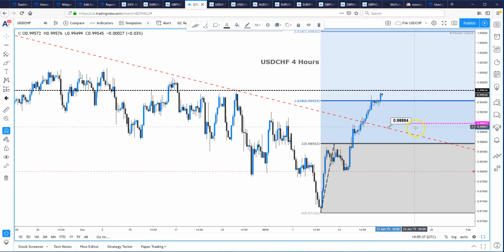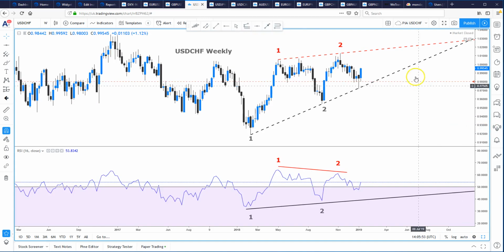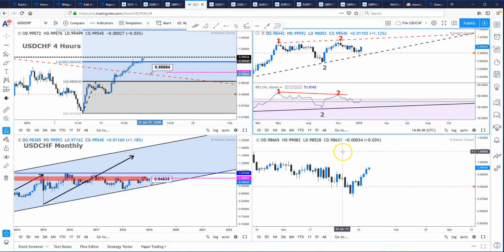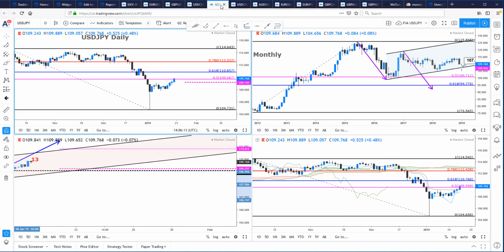So at the beginning of next week, prime area to get long of dollar Swiss is around about 98.90. We've got a 261.8% extension level at 100.83. If we go back to the wedge formation, we've got trendline resistance at 101.55. I don't think we're going to move that high, but we never know at this point. So, like I said, buying into dips really is going to be the play for us, dollar Swiss, at the beginning of next week.